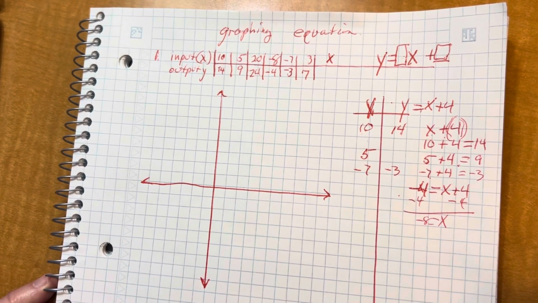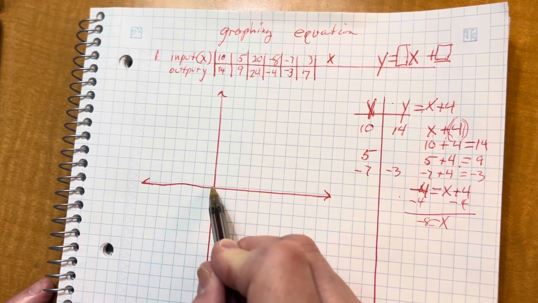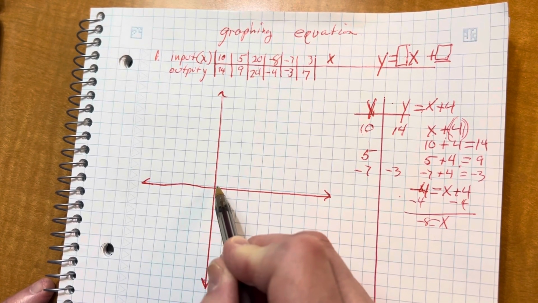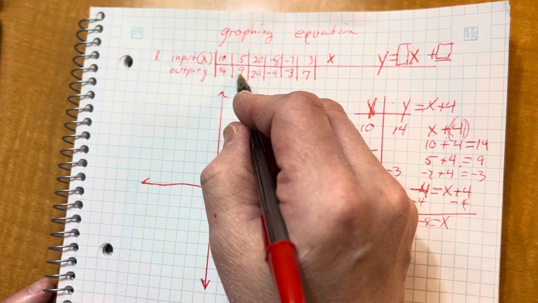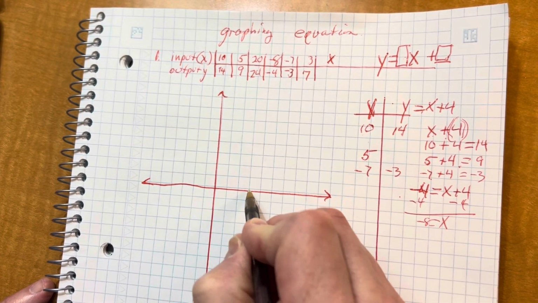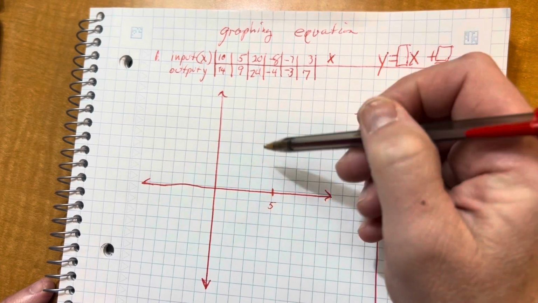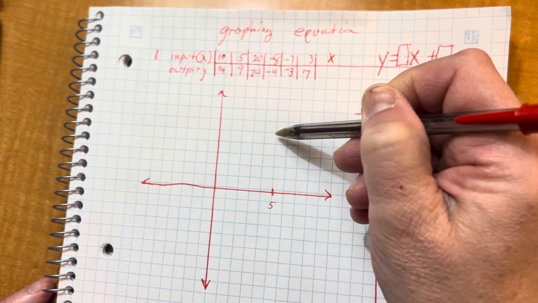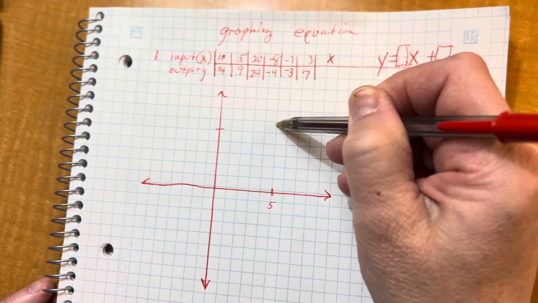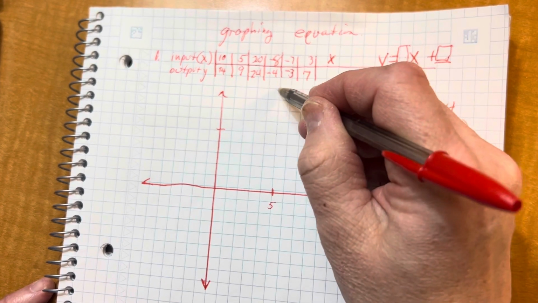Now to graph this, of course, we just plot our points. 5 in the x direction, 9 in the y direction. 1, 2, 3, 4, 5. Here's 5. And I go up 9. 1, 2, 3, 4, 5, 6, 7, 8, 9. There it is.